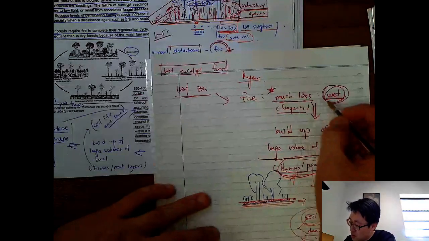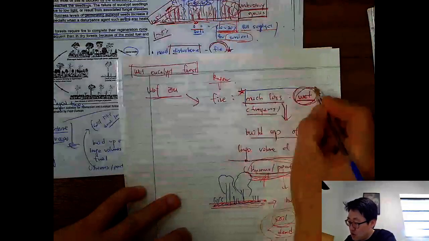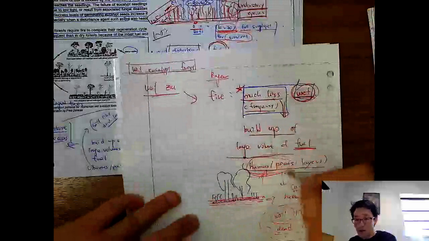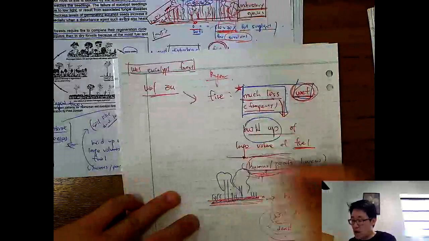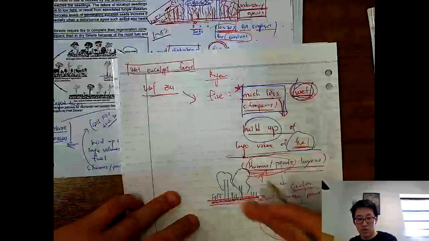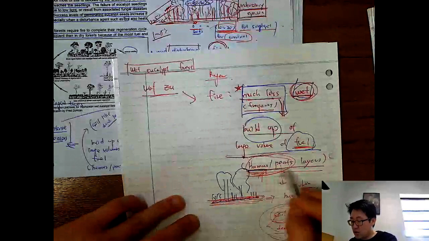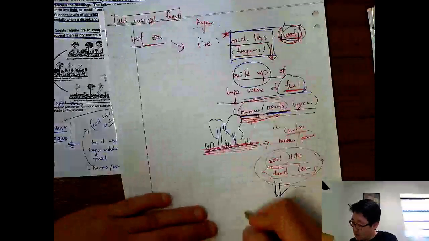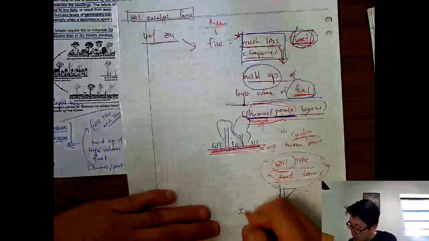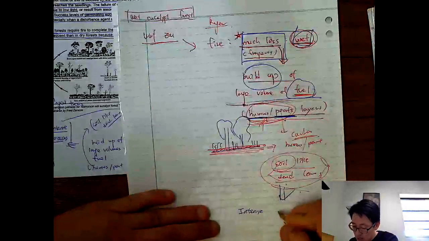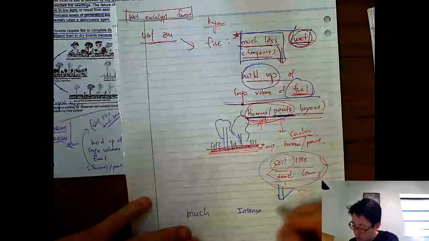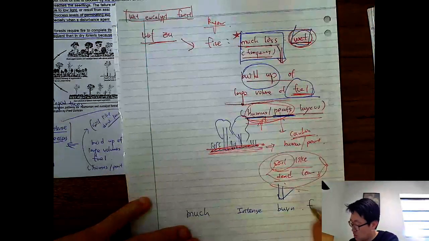Okay, so because of the wet condition, the frequency is much less. Therefore, they build up a large amount of fuel. You must know this process, including humus and peat. And when they have fire, it becomes really intense, a much more intense burn or fire.